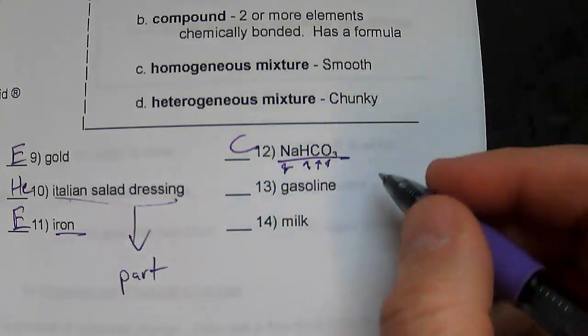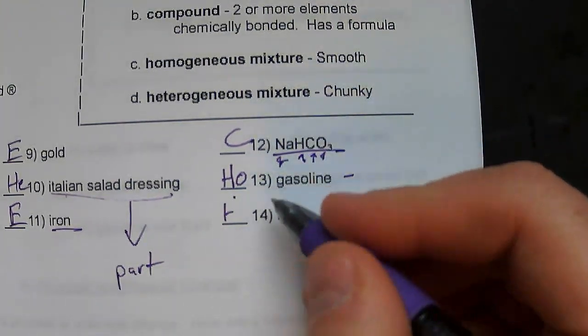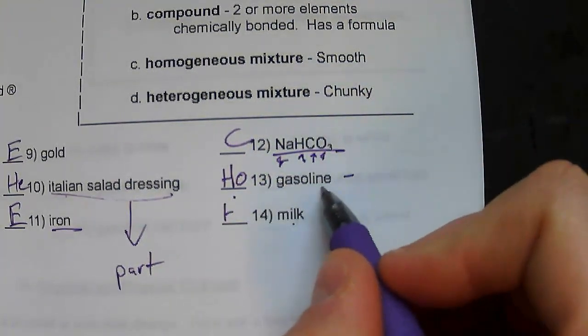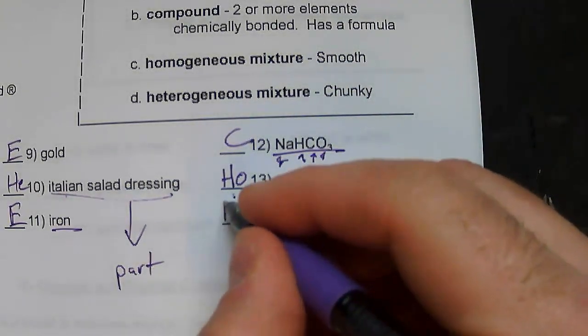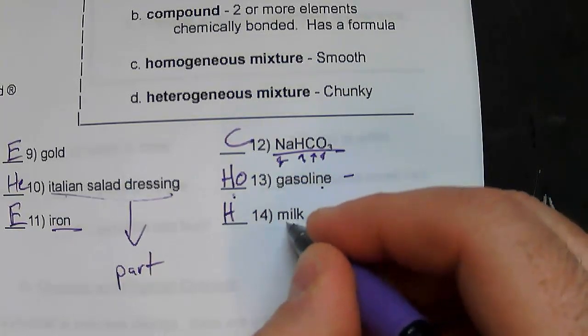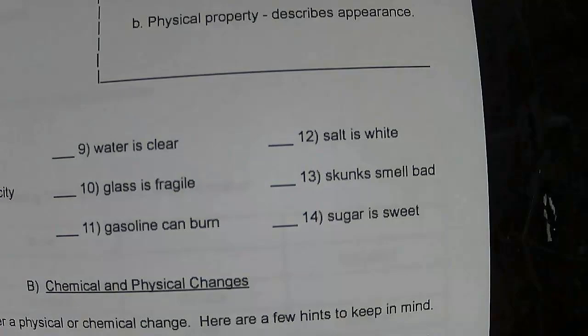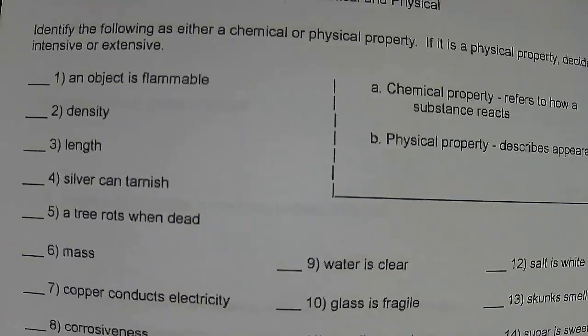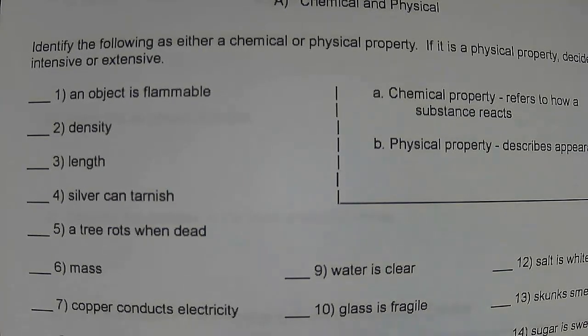Gasoline. Another technical glitch here. So gasoline, like I was saying, you can't see the parts, so it's a homogeneous mixture. And milk, same thing, you can't see the parts, so that's a homogeneous mixture. Okay, so now lots of stuff here. This is chemical versus physical.